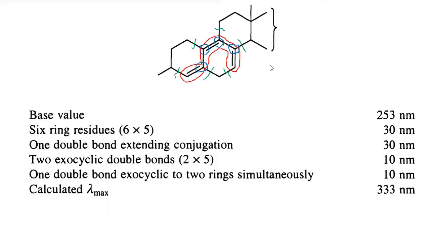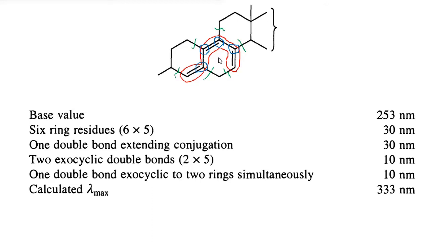And finally, consider this example also. It is a homoannular diene. See, this example consists of a homoannular diene system and a heteroannular diene system also. But according to our convention, we have to take the homoannular diene system as our base component, so the base value of this molecule is 253 nanometer. It is our basic system. The base system is this system, which is marked in red, a homoannular diene.